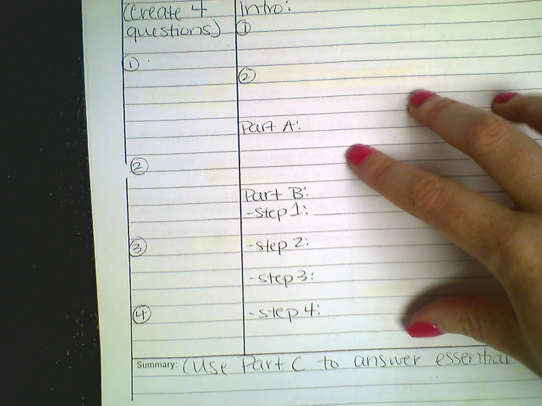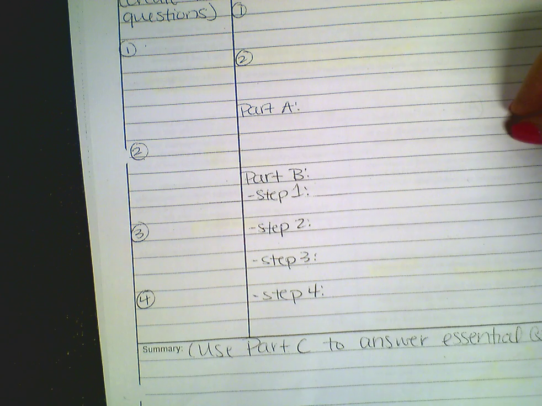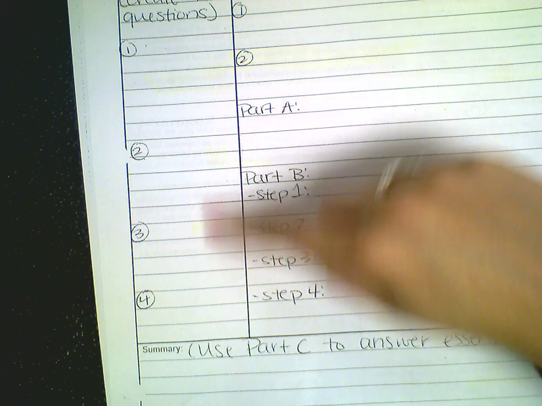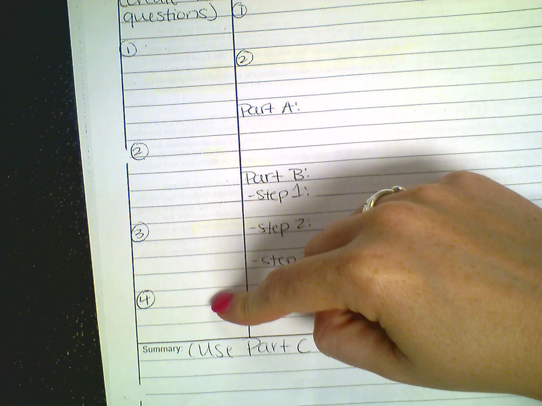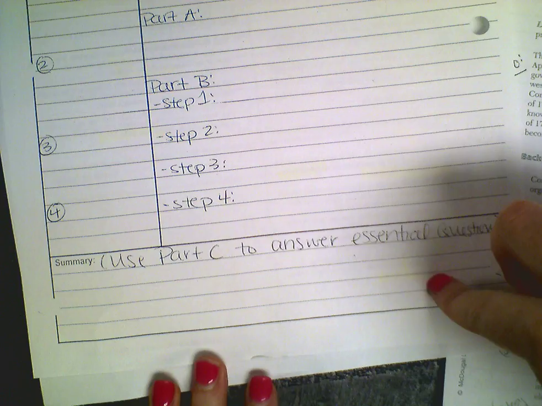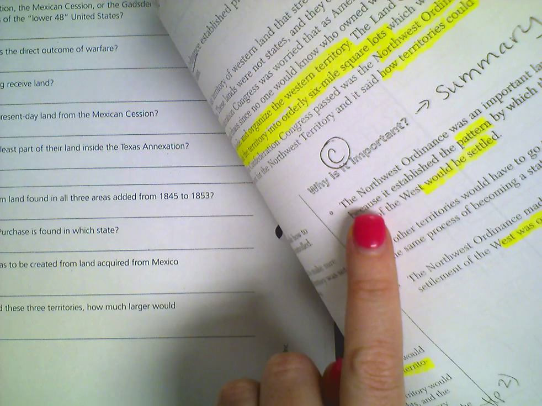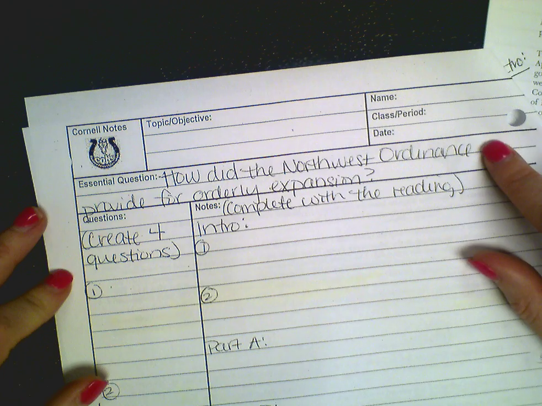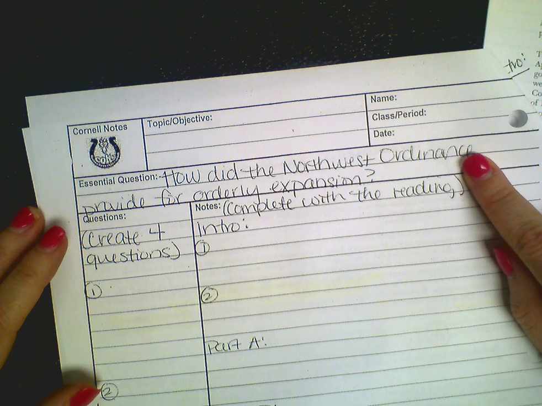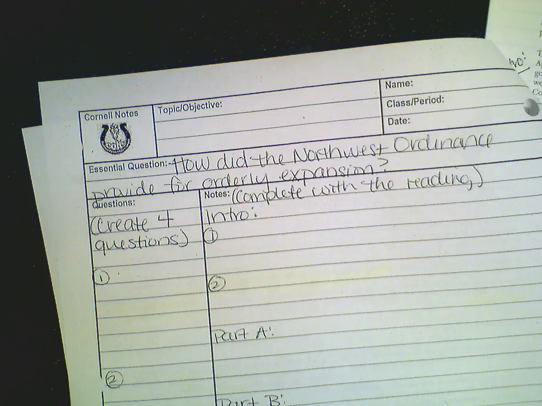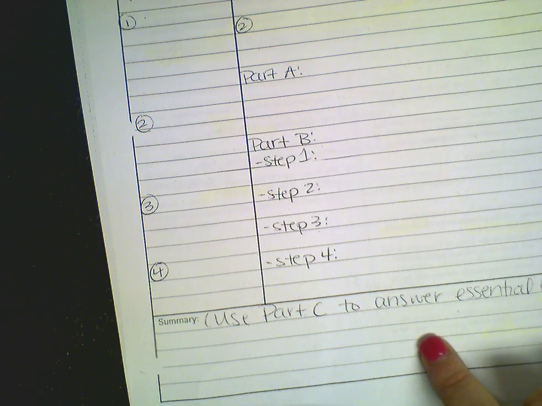So what you're going to do on your Cornell notes, you should have your notes done. You can then create 4 questions. Make sure you have the answers here, or you can find them in the reading. You should have your green sheet, hopefully, or you can look up some question stems online. And then part C, you're going to answer the essential question. You can use where I've labeled part C to kind of help you get to the answer. But the essential question is, how did the Northwest Ordinance provide for orderly expansion? How did it provide a system? What did it do? Try to at least give me 2 or 3 sentences here. So go ahead and pause it.